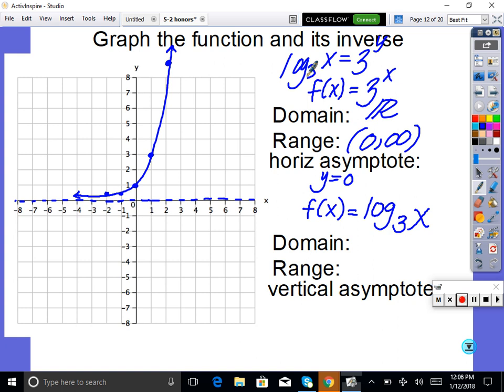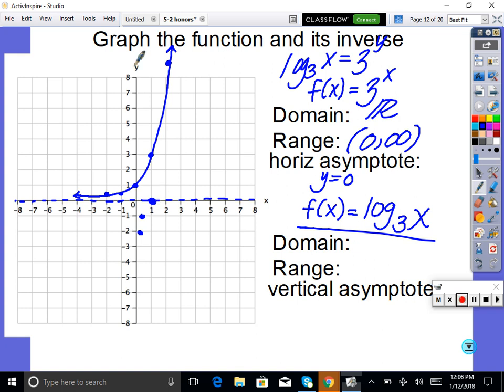Do you see what I'm saying? So now we would switch it, and then we have our inverse, log to the base 3 of x. So now we would just switch those points. Think about it: over negative 2 up a ninth, so we'd go over a ninth down 2. Negative 1 up a third, so we'll go over a third down 1. Over 0 up 1, over 1 up 0.